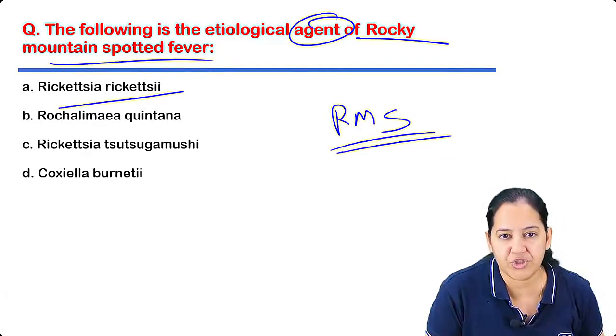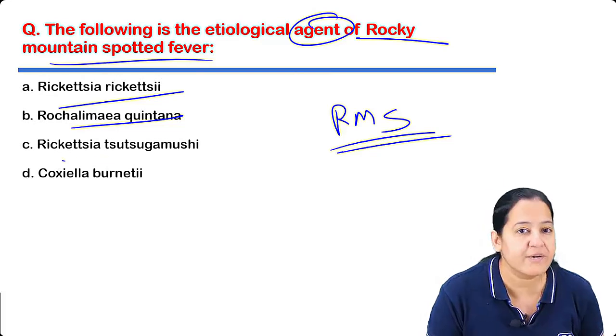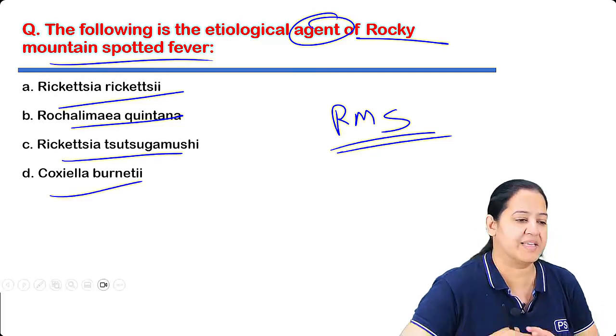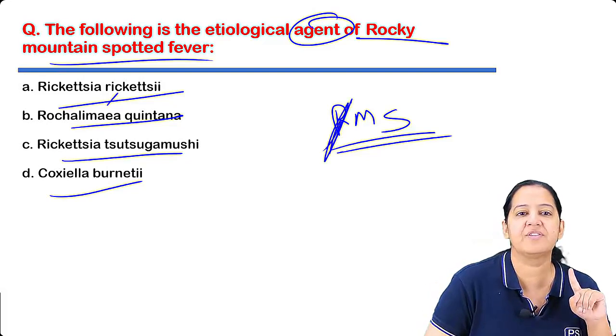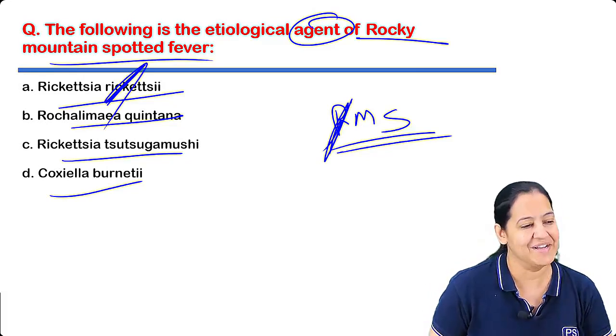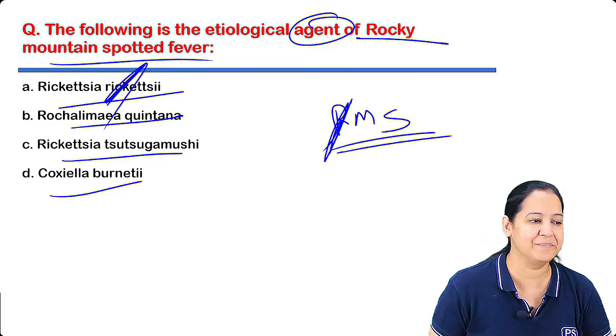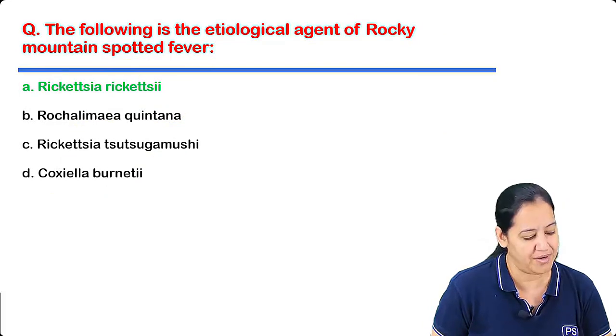Is it Rochalimaea quintana? Is it Rickettsia tsutsugamushi or Coxiella burnetii? What's the correct answer? R for R. RMSF is with Rickettsia rickettsii. You all are right. So you get many questions on that. Correct answer is A. You all are right. Very good.